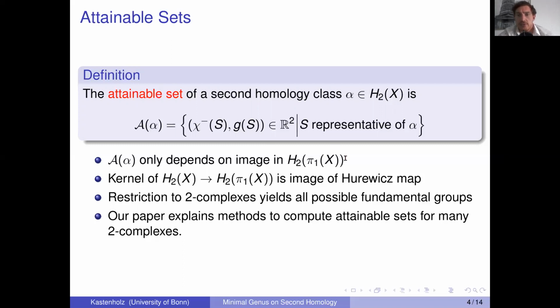In particular, there's an old theorem by Hopf, which tells us that the kernel of the map from the second homology of X to the second homology of the fundamental group is just the image of the Hurewicz map. And of course, the image of the Hurewicz map is just the classes that are representable by spheres. So in a sense, this tells us that if we get rid of spheres, we just end up with group homology.